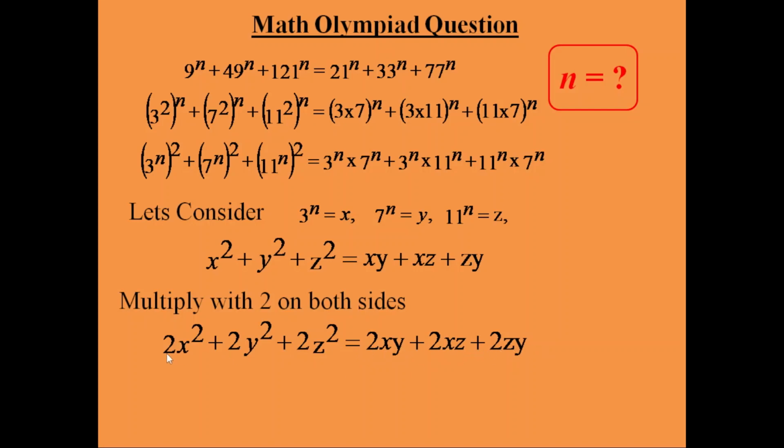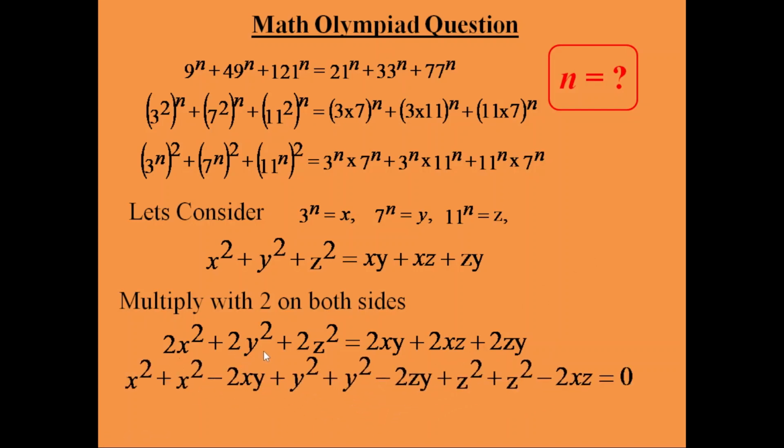2zy. Write this 2x square as x square plus x square, and bring this 2xy from right side to left side. It will become minus 2xy. Similarly, write this 2y square as y square plus y square, and bring this 2zy to left side. It will become minus 2zy. Similarly, 2z square is equal to z square plus z square, and bring this 2xz to left side. It will become minus 2xz.